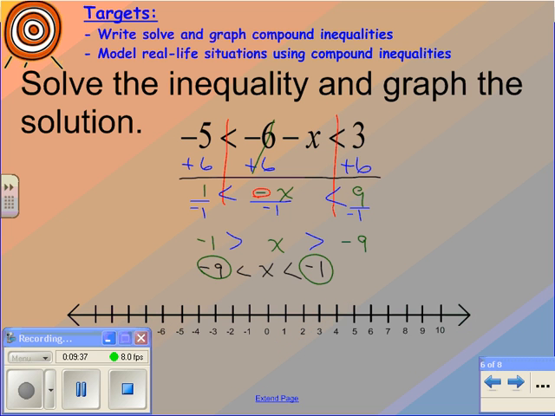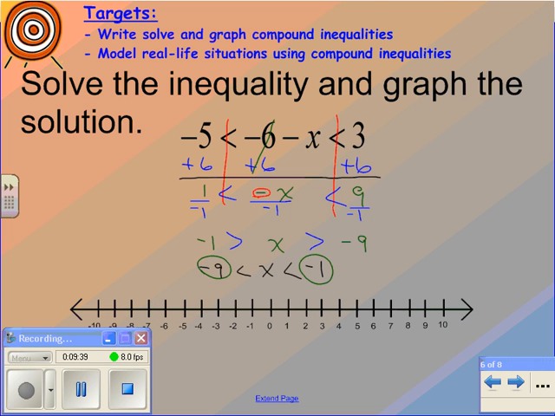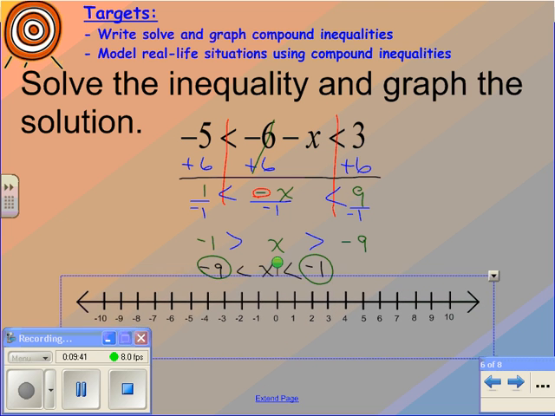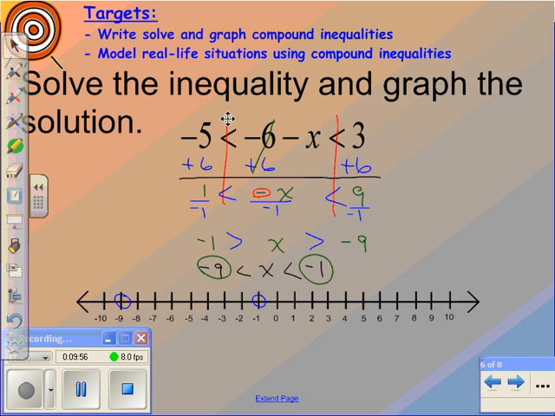So to graph that, I'm going to bring up my number line here. So to graph that, I'm going to put an open dot at negative 9. I'm going to put an open dot at negative 1. And I'm going to shade everything in the middle. And there's my solution.